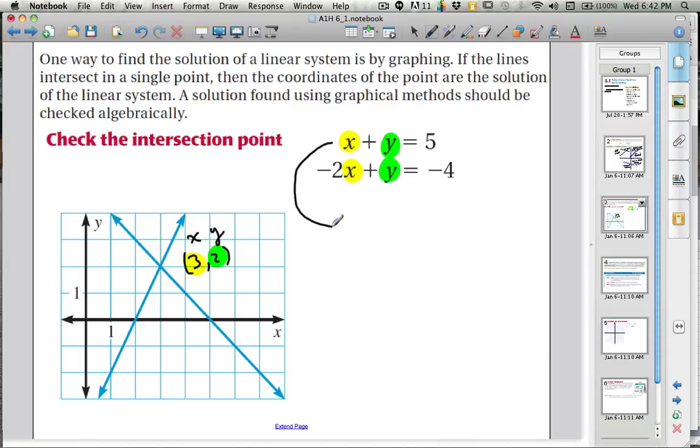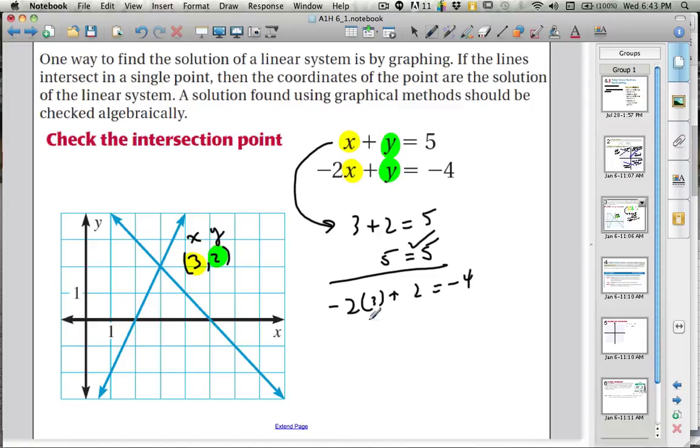So the first thing I'm going to do is take 3 and 2. 3 plus 2 is equal to 5. 5 is indeed equal to 5, so it works in the first equation. And then I'll look at it in the second equation. Negative 2 times 3 plus 2 equals negative 4. Well, this is negative 6 plus 2 equals negative 4. And indeed, negative 4 is equal to negative 4. So again, I got a true statement. This is indeed the solution of this linear system.